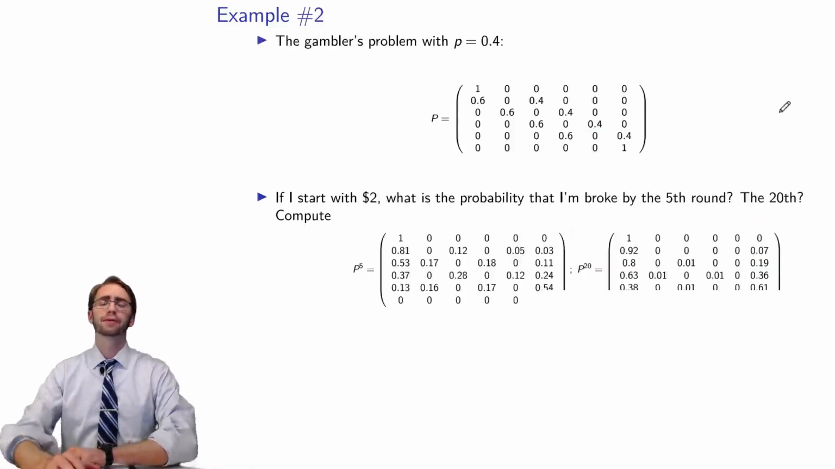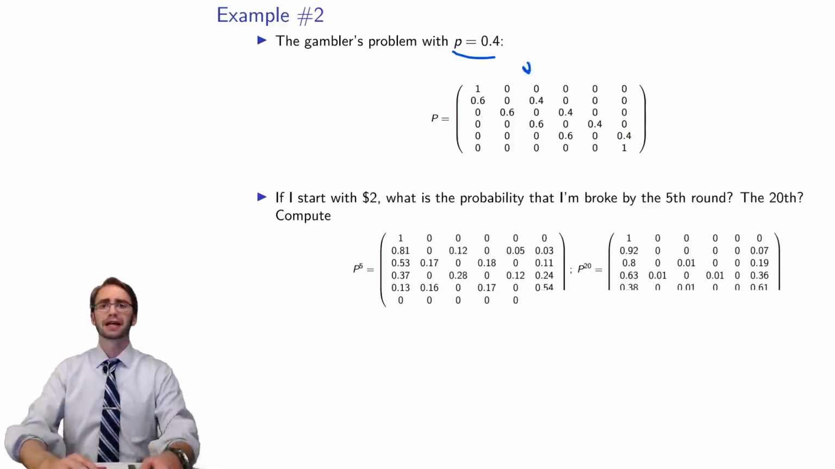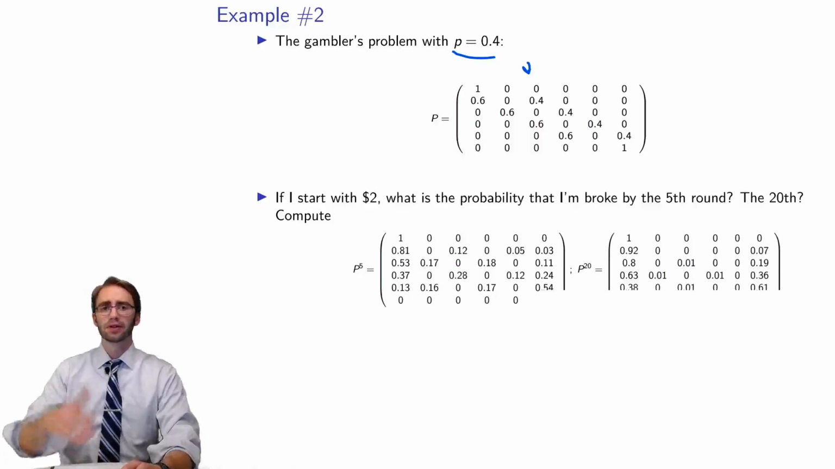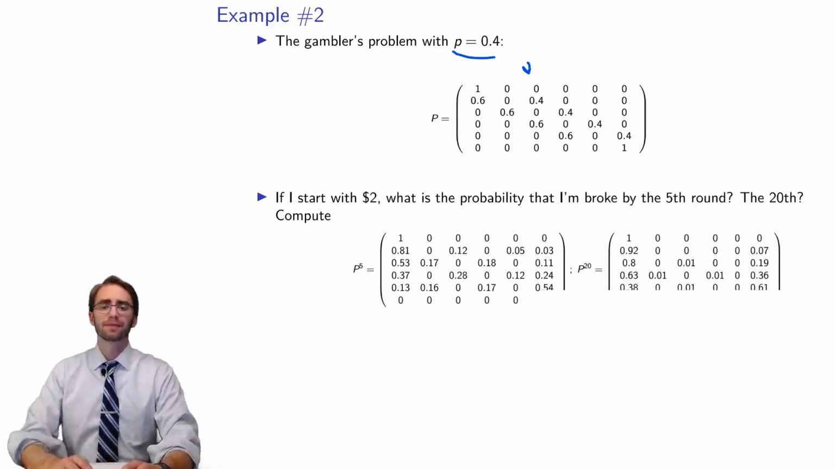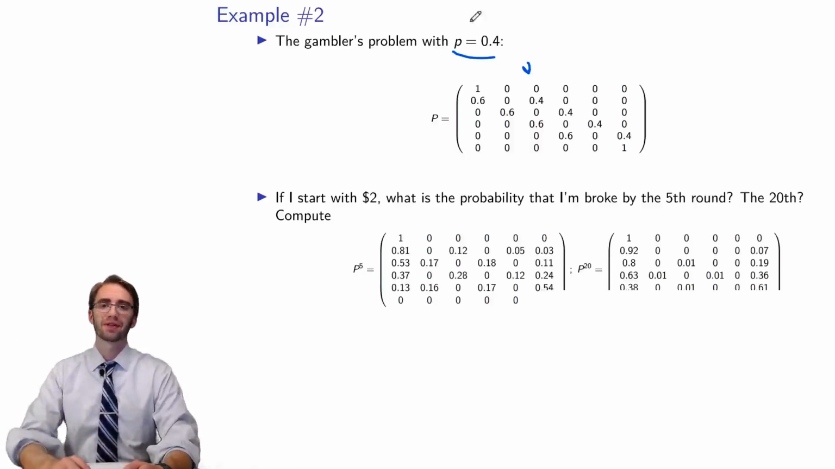We'll take that gambler's problem too, with your winning probability equal to 0.4. That matrix looks like this. The gambler's problem, if you remember, is the one where you're just gambling at each step, and you win with probability p and lose with probability 1 minus p, and you quit when you're broke or when you've made $5, right? It was that simple chain that's just going to the left and the right.